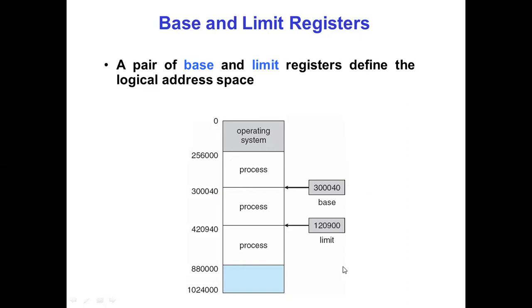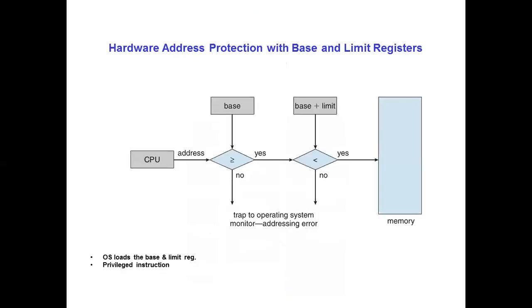So these are the two different registers we are using, base and limit registers. With the help of these, we can define the logical address. Now, hardware address protection with base and limit registers. How are we going to provide the protection here? Now you can see this is the CPU, the central processing unit. It will give you some address. It will generate the logical address. The CPU always generates the logical address.